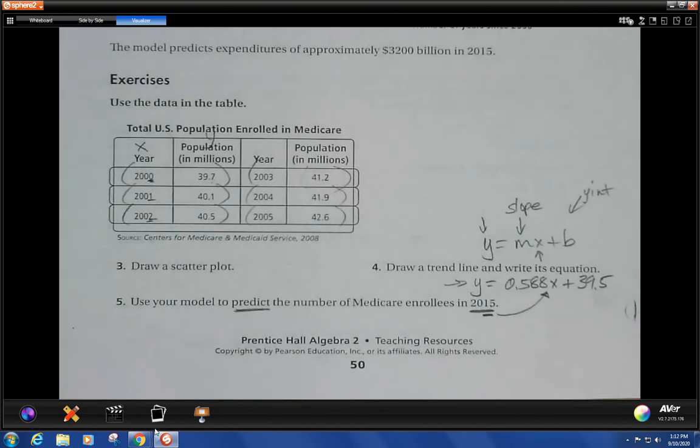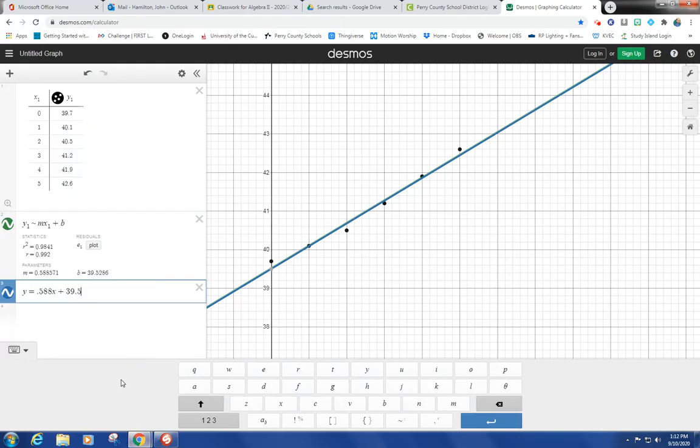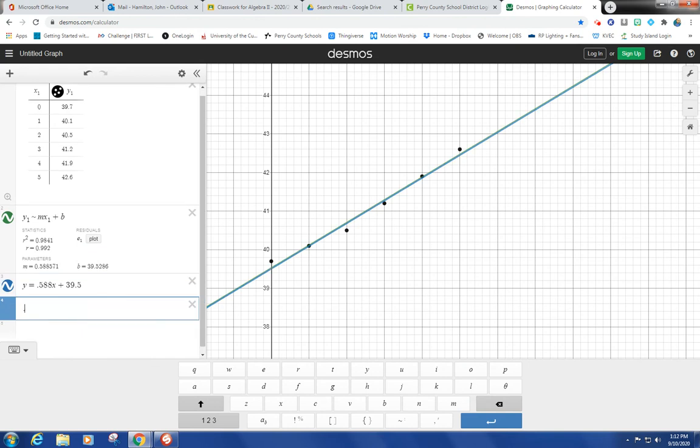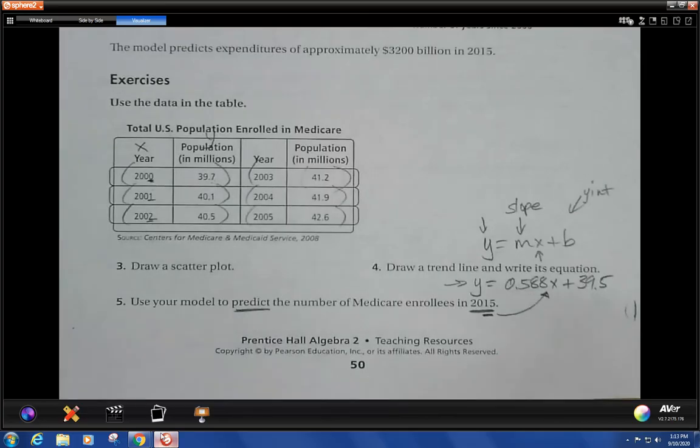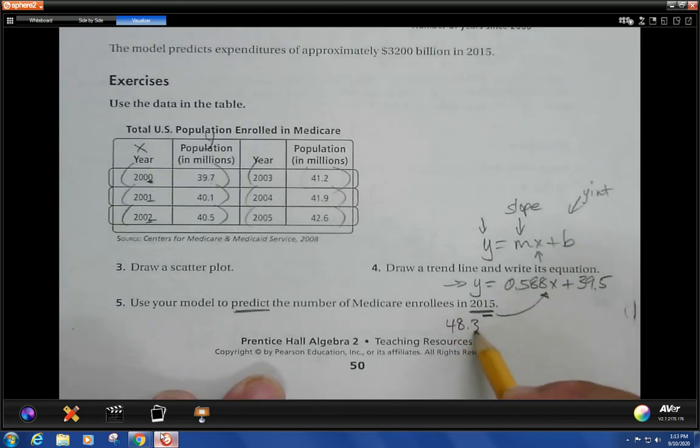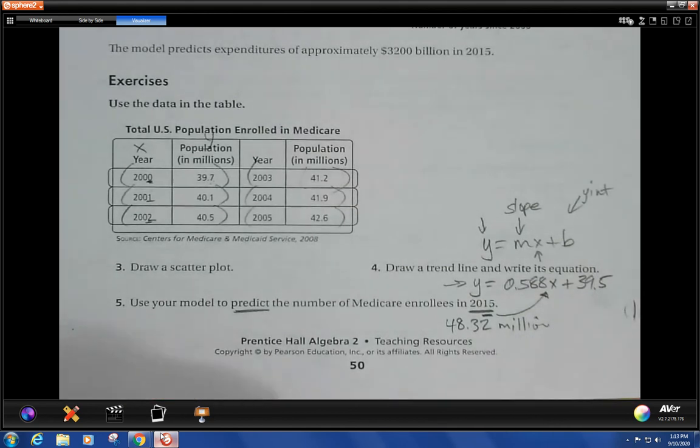Okay? So again, I could go back to Desmos if I'm using that for a calculator, and I could go ahead and put in 0.588 times 15, because that's the year that I'm looking for, plus 39.5. And look there, it's going to give me that estimation or that prediction of how many Medicare enrollees I'm going to have in 2015, which is 48.32. You can see my answer right there. So right here, my answer is going to be 48.32 million, right? Because the population on the particular question here is in millions.